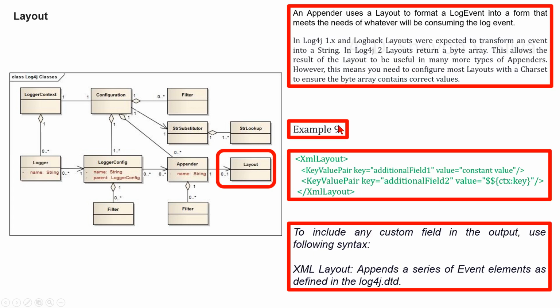As an example 9, we are considering XML layout, which appends a series of event elements as defined in the log4j.dtd. To include any custom field in the output, use this syntax. In YAML layout, it appends a series of YAML events as strings serialized as bytes. To include custom fields in the output, you can use this syntax here.